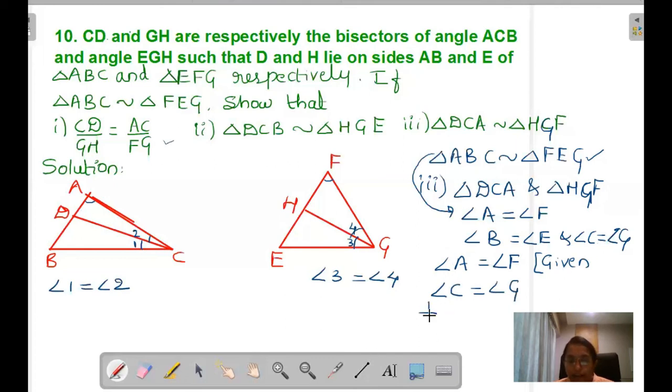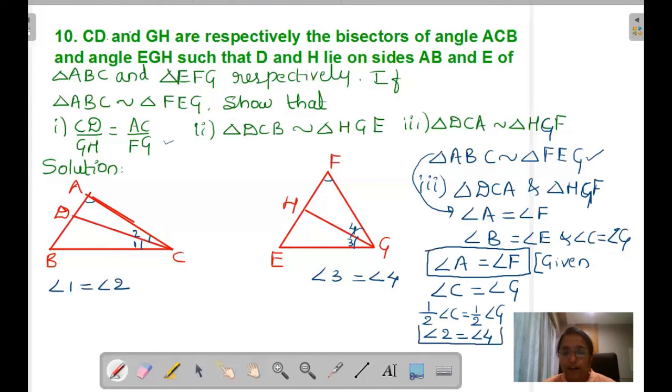Now I'll take half of this. Half angle C is equal to half angle G. What is half angle C? It is angle 2. So angle 2 is equal to half angle G, which is angle 4. What have we proved now? One is angle A is equal to angle F. The other one, angle 2 is equal to angle 4. Okay. By AA criteria, triangle DCA is similar to triangle HGF.